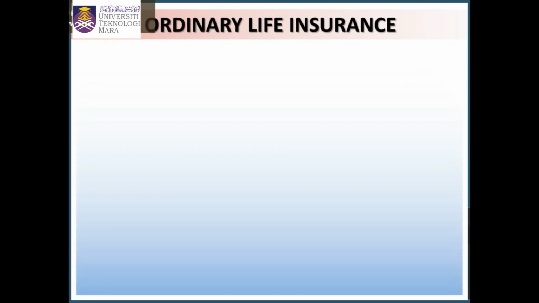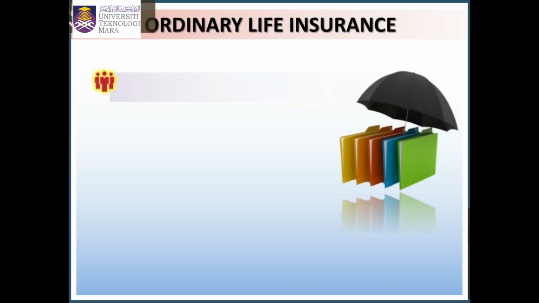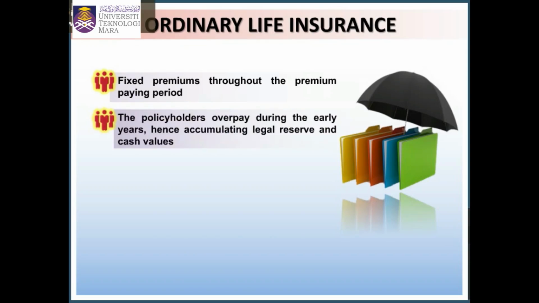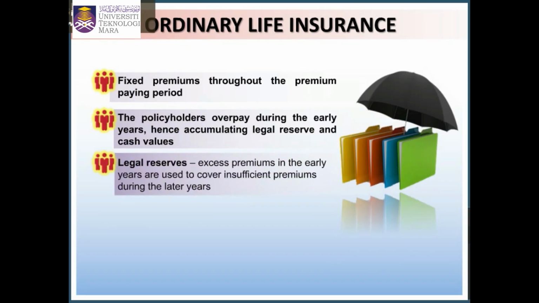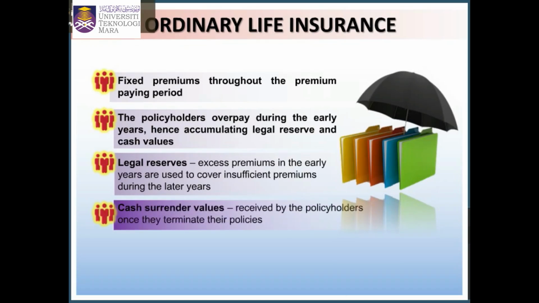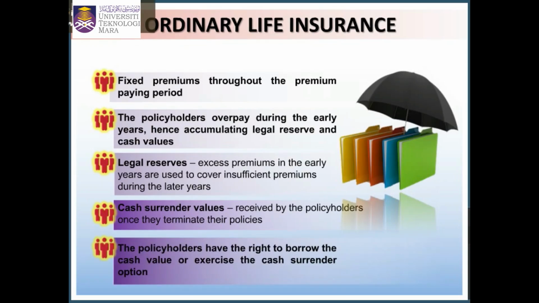Ordinary life insurance. Fixed premiums throughout the premium paying period. The policyholders overpay during the early years, hence accumulating legal reserve and cash values. Legal reserves: excess premiums in the early years are used to cover insufficient premiums during the later years. Cash surrender values, received by the policyholders once they terminate their policies. The policyholders have the right to borrow the cash value or exercise the cash surrender option.